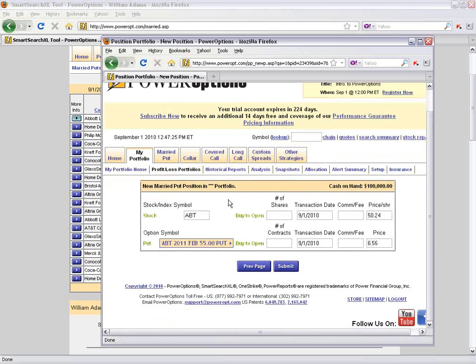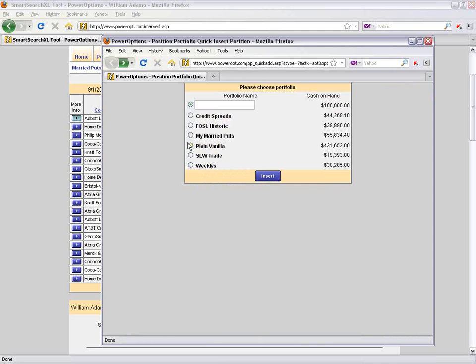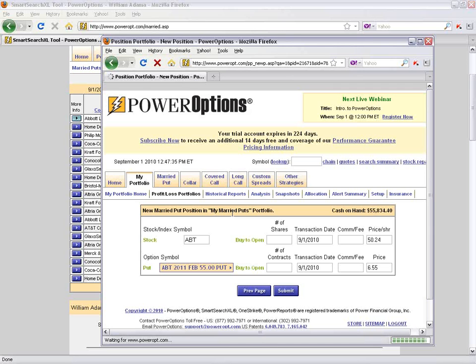Did that select the right one? No, it didn't. It went back. Hold on one second. Let me go back. There we go. I'm sorry about that. It reset the radio button there. All right, so here's ABT. We're going to put this into the My Married Puts portfolio.